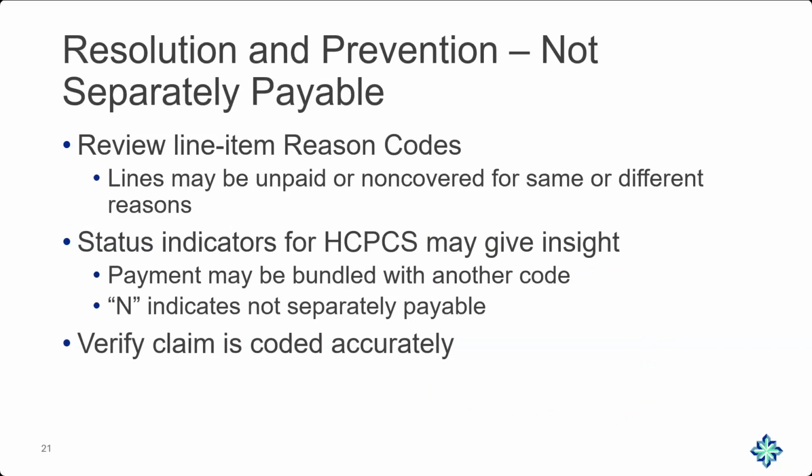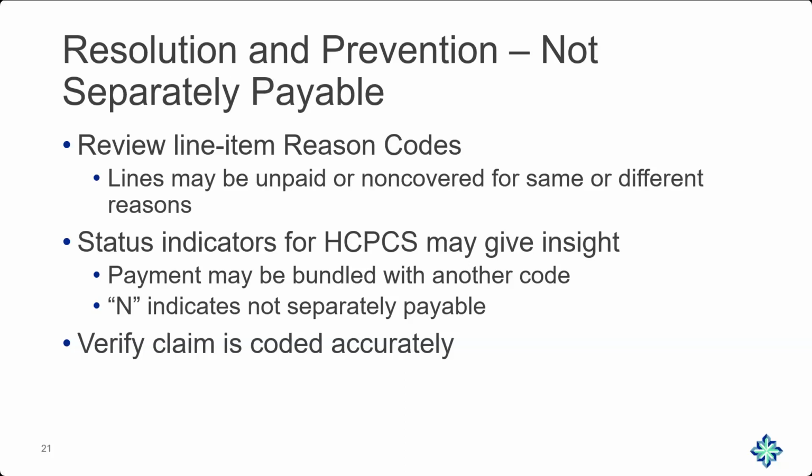To understand this reason code, we're going to have to investigate and understand what else may be going on with the claim or other items on the claim. We're going to review any other line item reason codes. So we could have multiple lines on our claim. Some lines could be rejected or denied for one reason, and other lines rejected for another reason, which only leaves incidental services. So different lines may have unique explanations for their status.